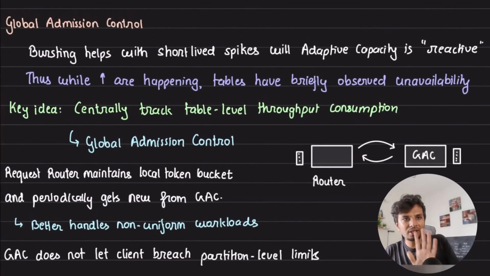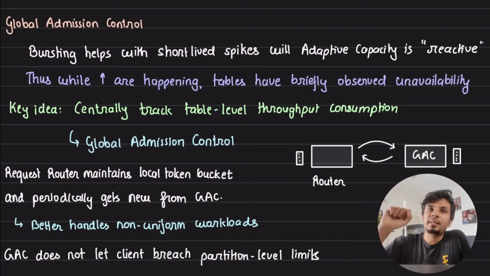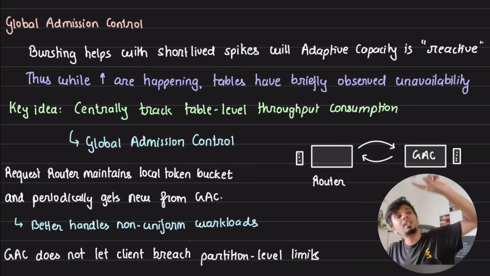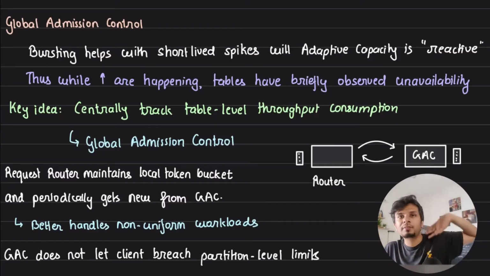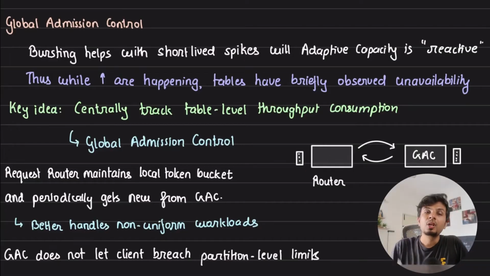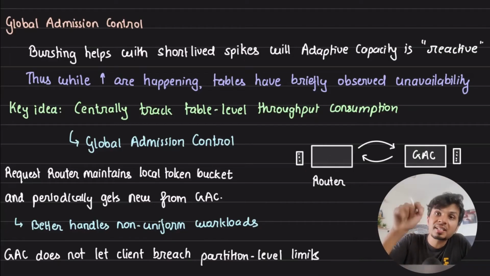Now hear me out on the idea. There would be a central tracking of table level throughput, what you have combined. So let's say your customer says, for this table 1000 requests per second is what I'm provisioning. So in your global admission control, you would have 1000 requests per second, that, hey, this table is allowed to process 1000 requests per second. That's what your global admission control would do, right? This is done at the request router level.